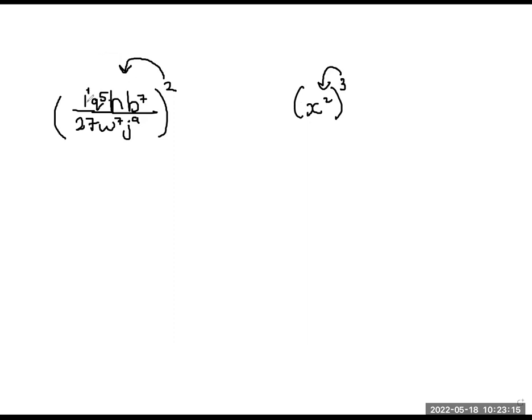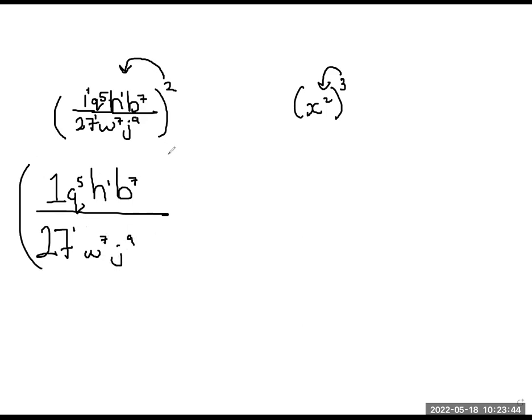So 1 has a power of 1, Q has a power of 5, H has a power of 1, B has a power of 7, 27 has a power of 1, W has a power of 7, J has a power of 9. Let me write that a little more clearly so that you are not confused. All of this to the power of 2 is 1 times to the power of 1, right? 1 times 1, it's 1 to the power of 2, which doesn't change the number.